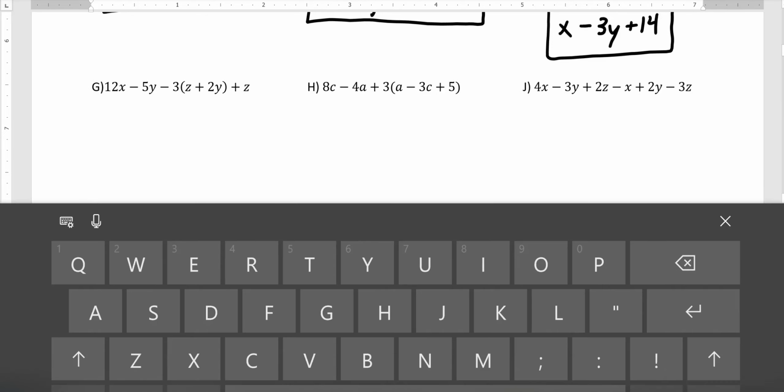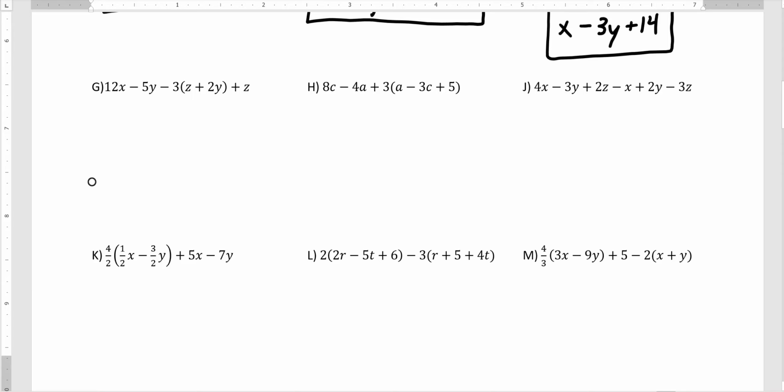All right, let's see how we did. Let's see how we did here with letter G. 12x minus 5y minus 3. I see I'm going to have to distribute that negative 3, so let's do that first. So I got 12x minus 5y minus 3z minus 6y, and then plus z.